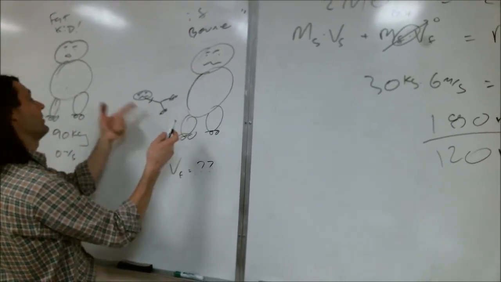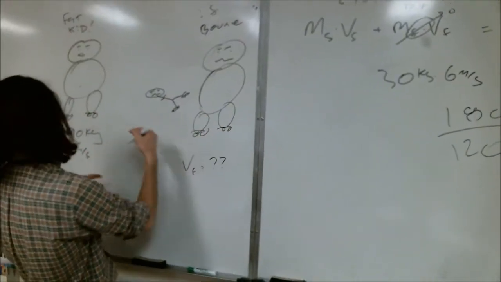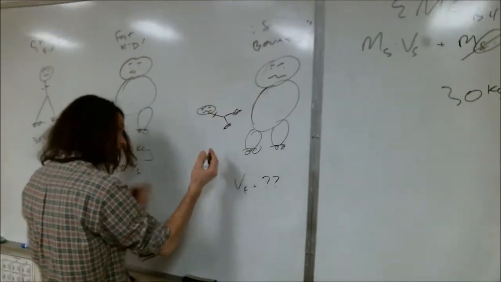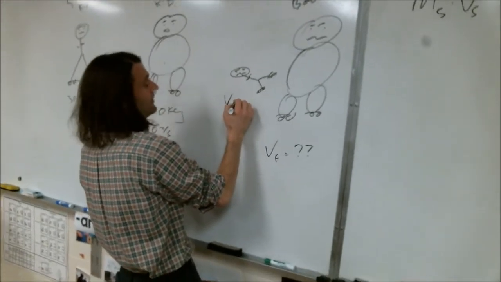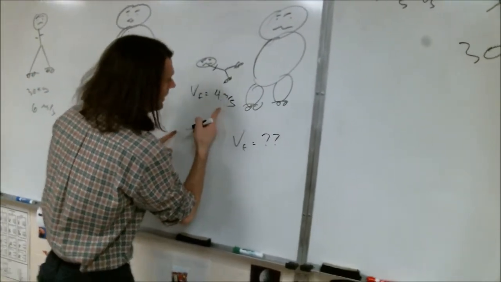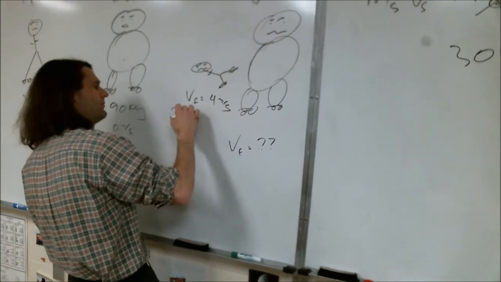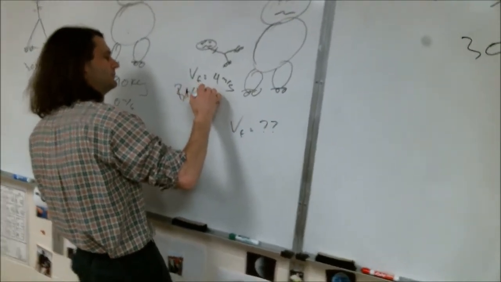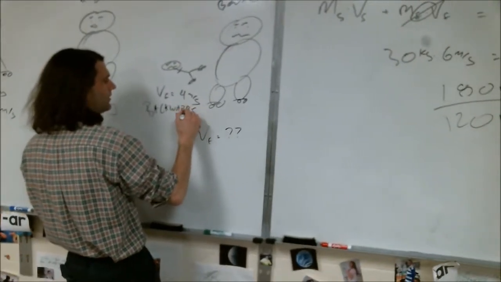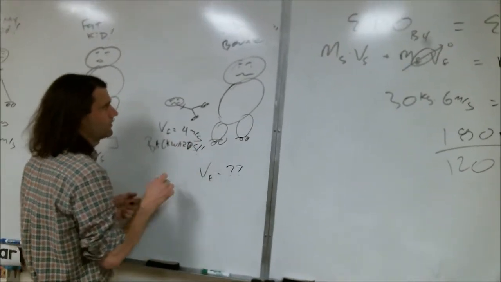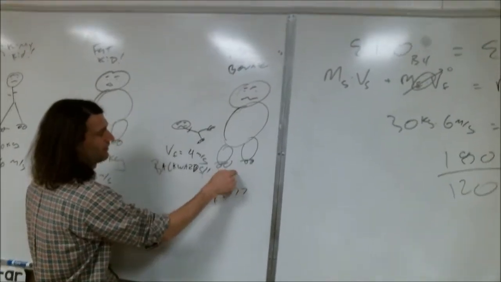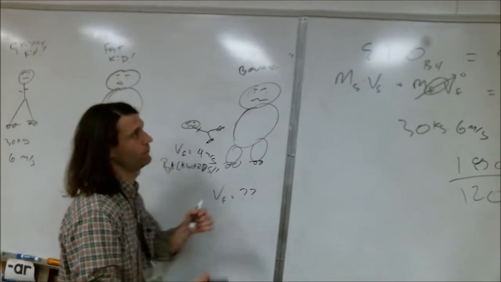So I don't care. We might as well say the skinny kid bounces backwards. If he was going 6, it's got to be a number less than 6. So let's say his velocity final is, I don't know, 4 meters per second, backwards, that'll become significant here in a bit. And so then the velocity final of the fat kid would be what we solve for.